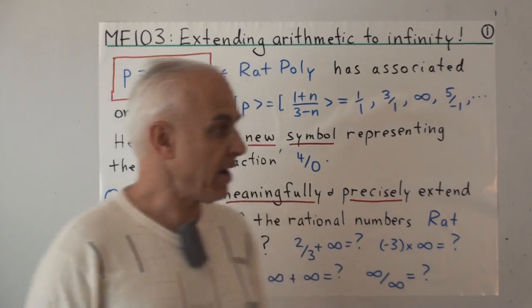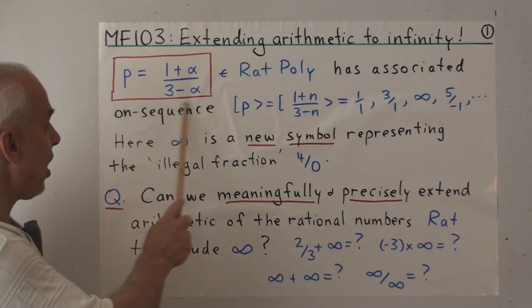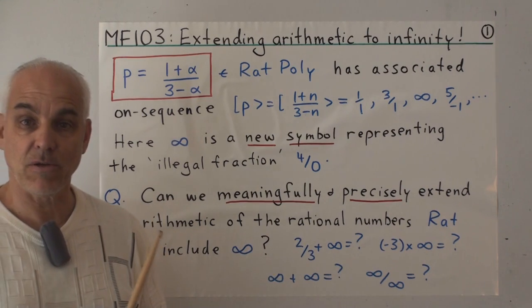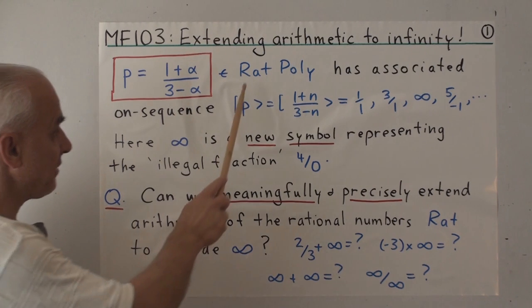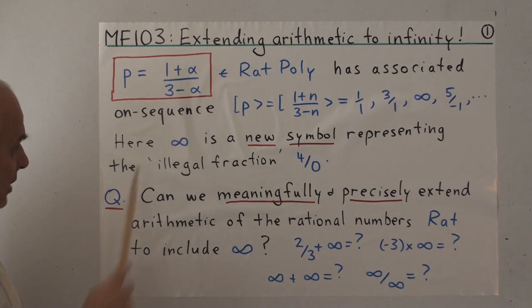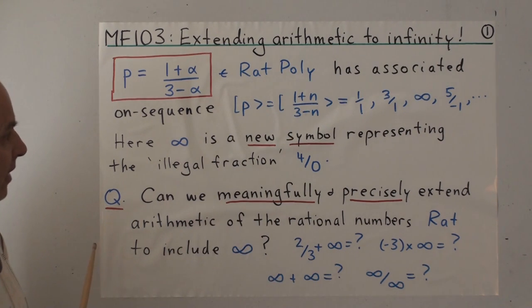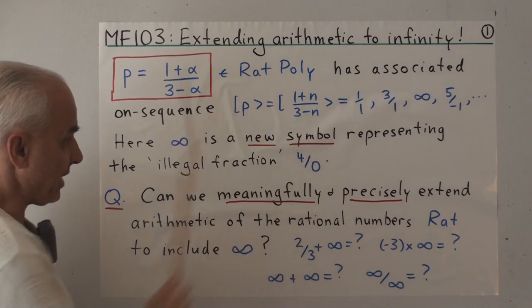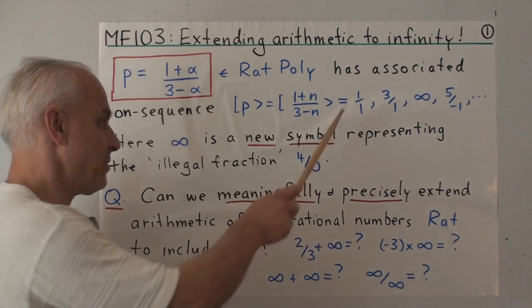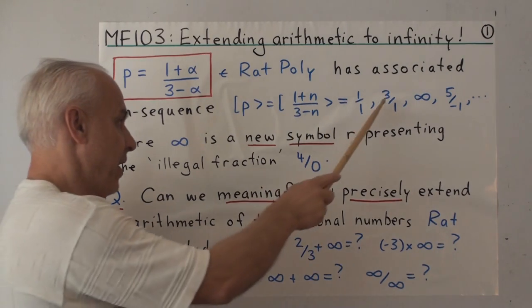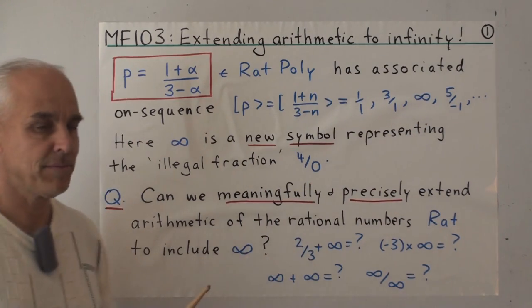So this is motivated by what we've been doing in terms of on sequences. We were talking about on sequences generated by rational polynumbers. A polynumber over another polynumber gives us a rational polynumber. And associated to such a thing is an on sequence, which we usually write in this way here. And if we write it as 1 plus n over 3 minus n, then we can associate to it a sequence of numbers obtained by substituting n equals 1, and then n equals 2, and then n equals 3, and then n equals 4, and so on.